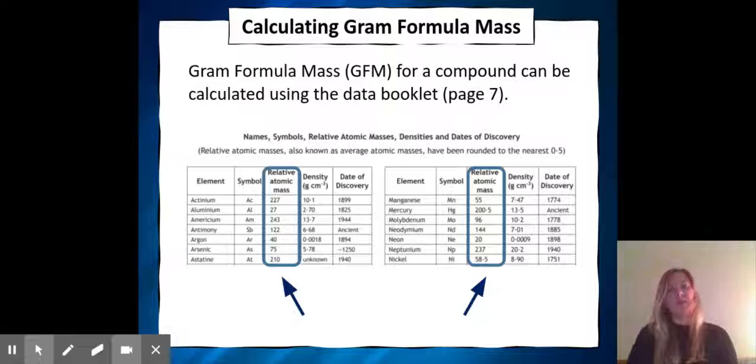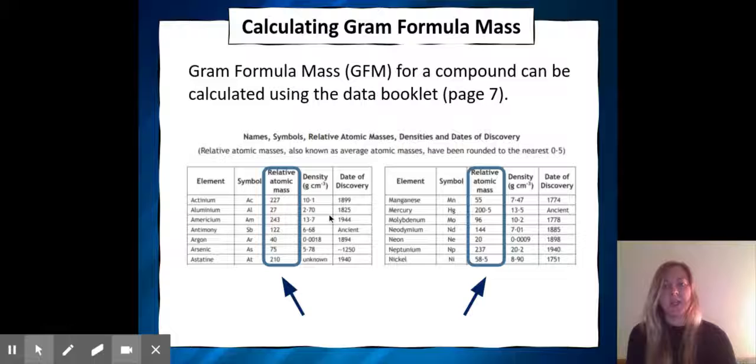So, how do we actually calculate the gram formula mass? We have to use a page in the data booklet, which is page 7. Now, in the third column from the left and the right, you have something called relative atomic mass. Now, that tells you the mass of the atom of an element that you are looking for.